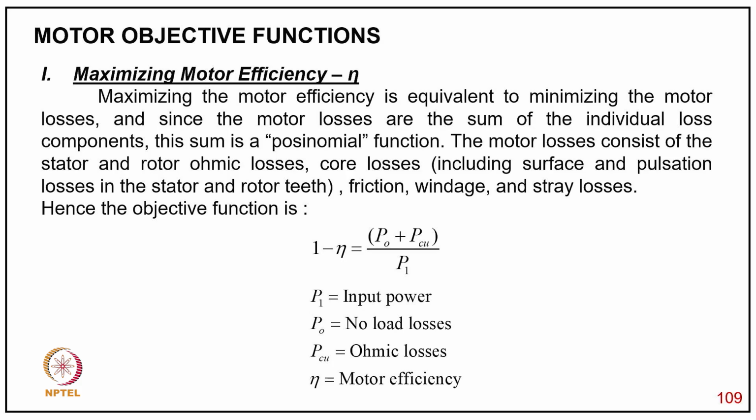You can maximize the motor efficiency, which is very much desired in most cases. Maximizing the motor efficiency is equivalent to minimizing the motor losses, and since the motor losses are the sum of the individual loss components, this sum is a polynomial function. Motor losses consist of stator and rotor ohmic loss, core loss including surface and pulsation losses in the stator and rotor, friction and windage losses, and stray load losses. The objective function becomes 1 minus efficiency equal to (P0 plus Pc) upon P1, where P1 is the input power, P0 is the no load losses, Pc is the ohmic losses, and eta is the motor efficiency. So, you can typically take this as a kind of minimization, because 1 minus efficiency corresponds to the minimization.